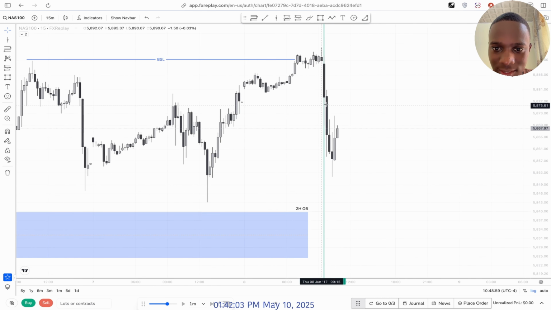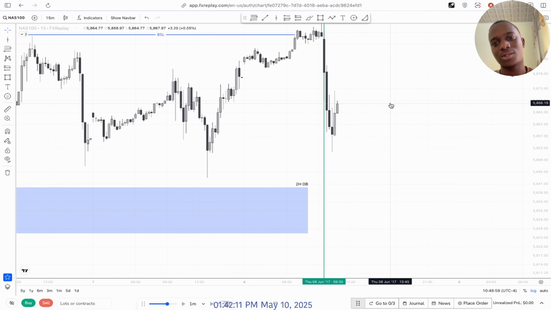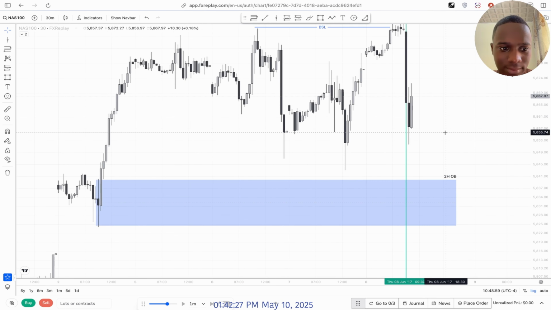We've got some fair value gaps, retraced into the fair value gap, which coincides with a breaker, small breaker right here. So should we anticipate to sell? Maybe. And then if we would sell, we will be looking for levels such as this one and maybe reaching the order block fully. Let's see if we can target that.